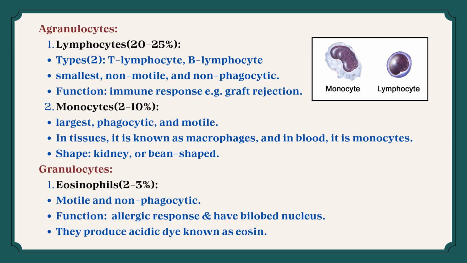Then granulocytes. Granulocytes are of three types, namely eosinophils, basophils, and neutrophils. Eosinophils constitute about 2 to 3% of WBC. They are motile and non-phagocytic. The main function is allergic response, and they have a bilobed nucleus. They take up the acidic dye known as eosin.